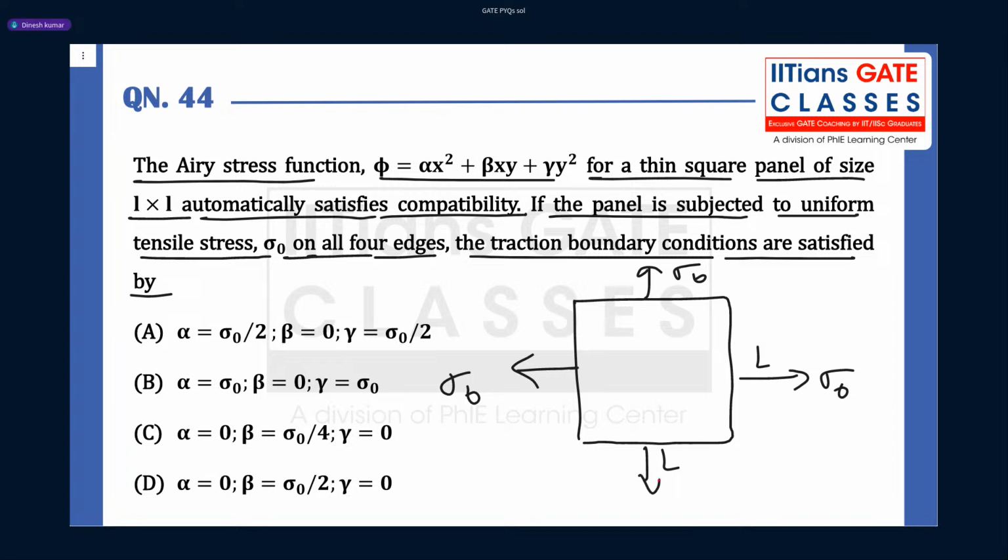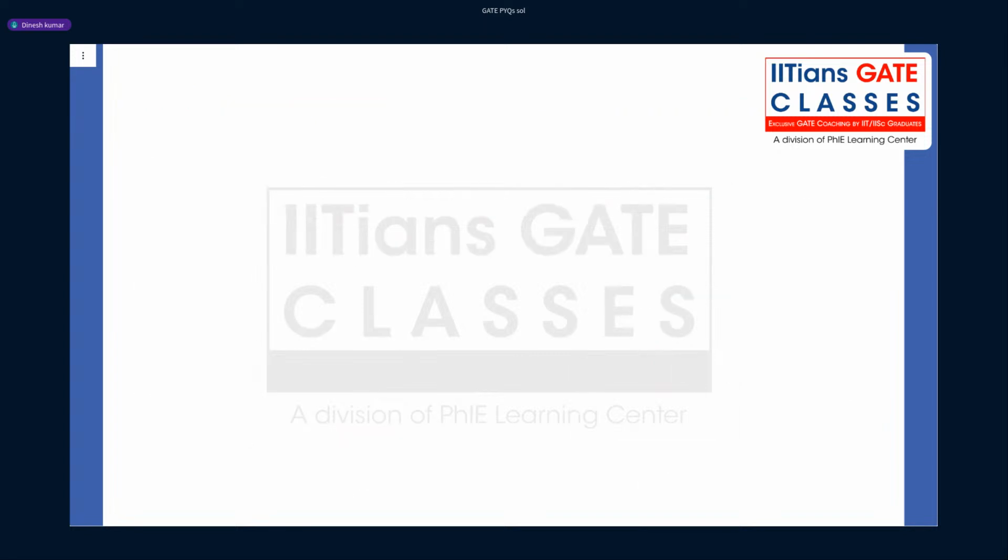So that means in this case, if you take this as xy coordinate, your sigma x here is equal to what? Sigma naught. Your sigma y is also sigma naught. And since it's a biaxial stress system, there is no shear here. Only tensile stresses are acting on all four edges. So tau xy is 0.